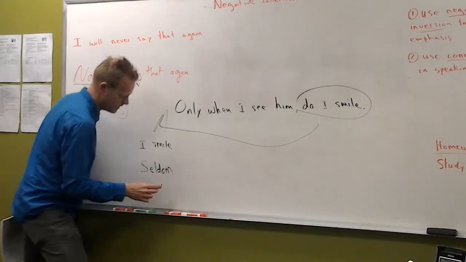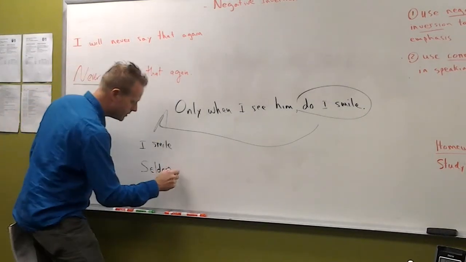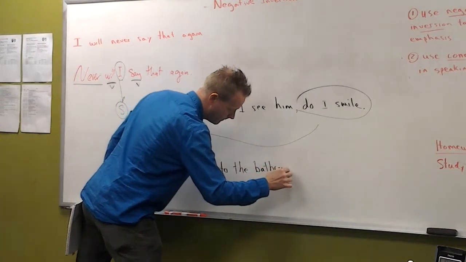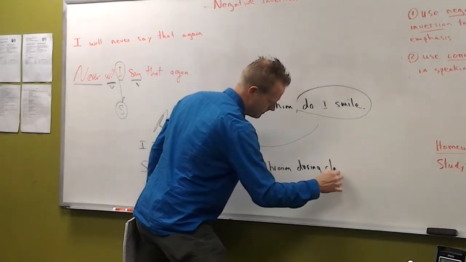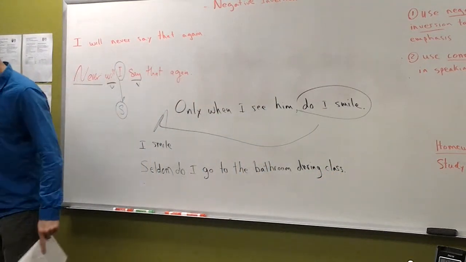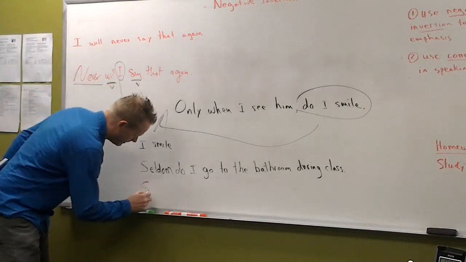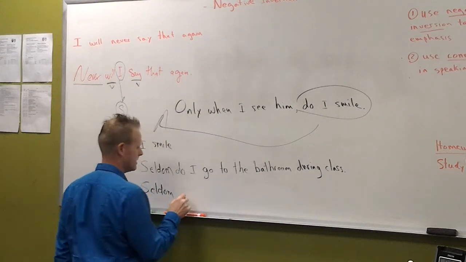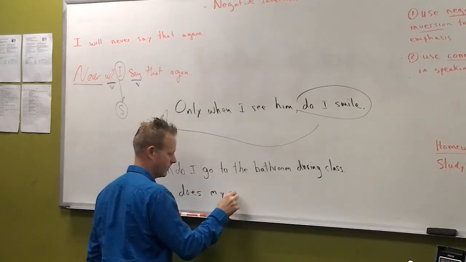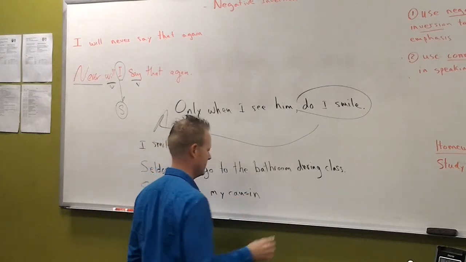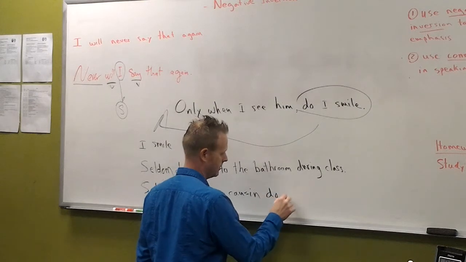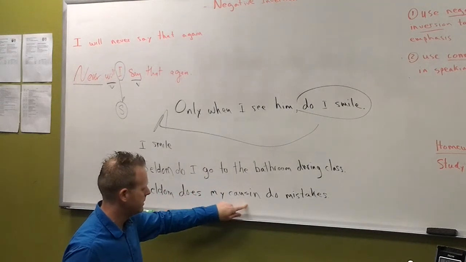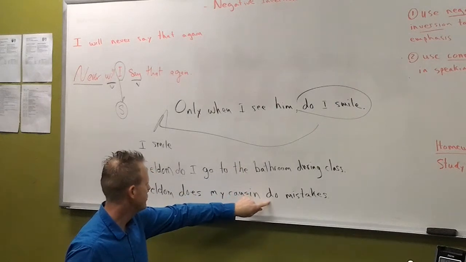Seldom my cousin do mistakes. Wait a minute. Seldom do I go to the bathroom during class. Maybe. And what did you say? Seldom do my cousin. Hold on. Be careful: cousin, he. Seldom does my cousin. Does my cousin do mistakes. Seldom does my cousin do mistakes.